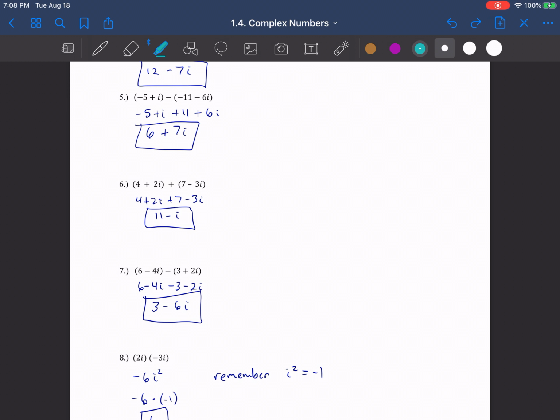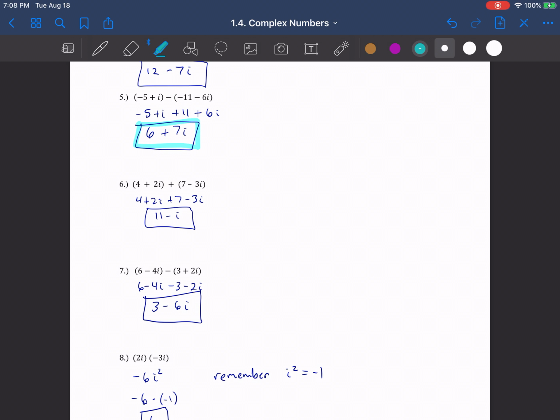Here we have negative 5 plus i minus negative 11 minus 6i. So I distribute this negative sign right there. So the minus negative 11 becomes plus 11, and the minus negative 6i becomes plus 6i. And so then it's just a matter of combining the like terms and adding them up. Negative 5 plus 11 is 6, and i plus 6i is 7i. And so there we have our answer of 6 plus 7i right there.